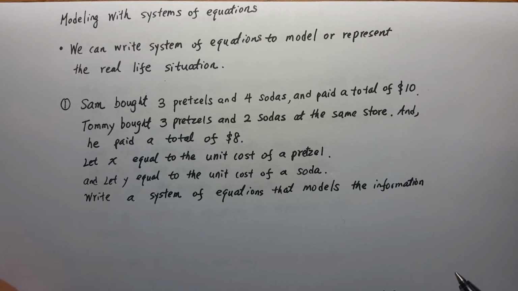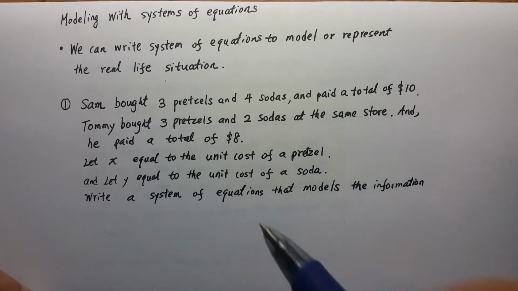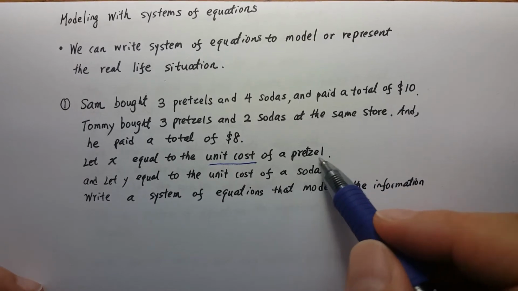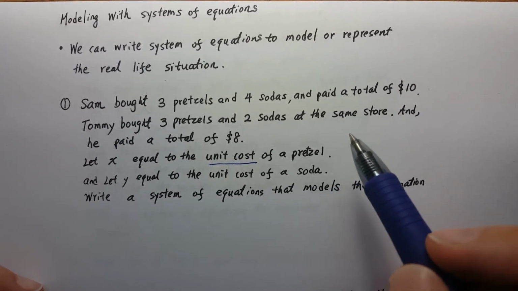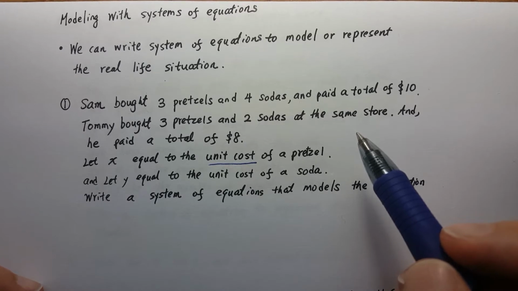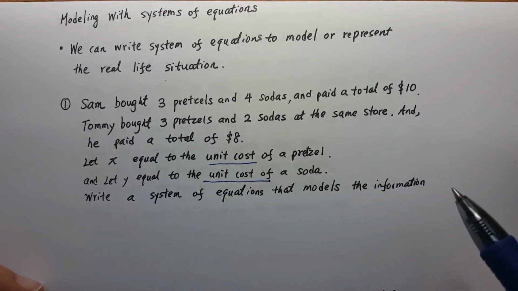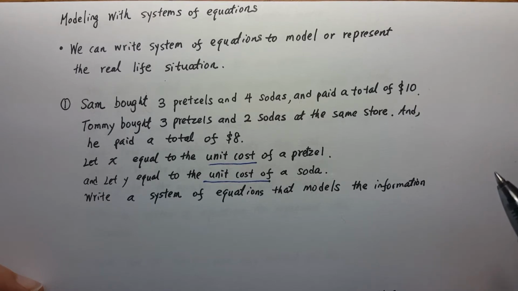Sam bought 3 pretzels and 4 sodas and paid a total of $10. Tommy bought 3 pretzels and 2 sodas at the same store, and he paid a total of $8. Let x equal the unit cost of the pretzel, that means how much one pretzel costs, and y equal the unit cost of a soda, that means how much one soda costs. Write a system of equations that models the information.